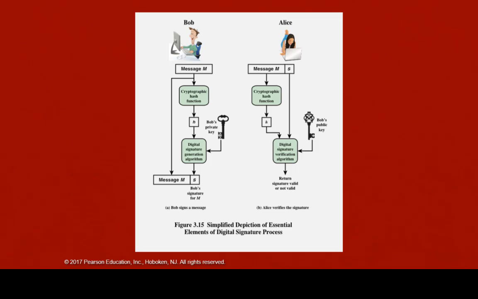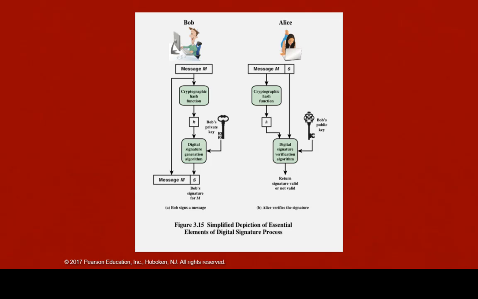For this purpose, Bob uses a secure hash function, such as SHA-512, to generate a hash value for the message. That hash value, together with Bob's private key, serve as input to a digital signature generation algorithm that produces a short block that functions as a digital signature. Bob sends the message with the signature attached.